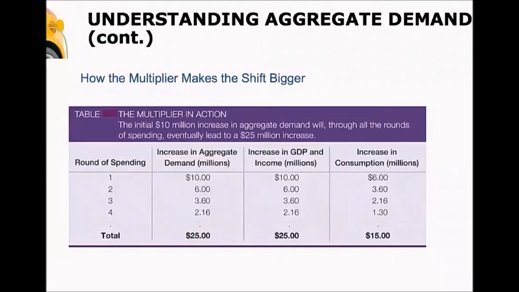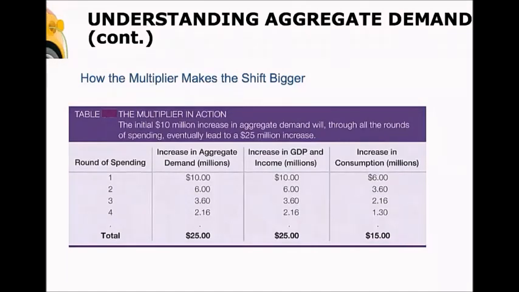Now, how do we see that? Well, we're going to put together a formula for what's called the multiplier. And the size of the multiplier tells us how much aggregate demand is going to increase for an initial increase in aggregate demand. And as we can see from this example, the more of an increase in income which is spent on consumption, the higher the multiplier is going to be.